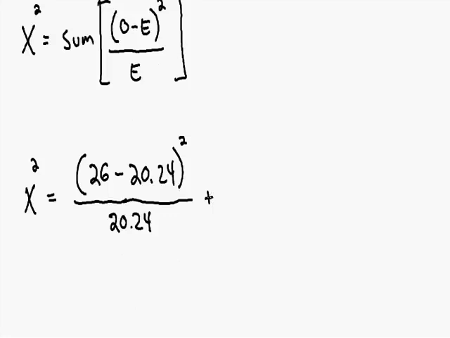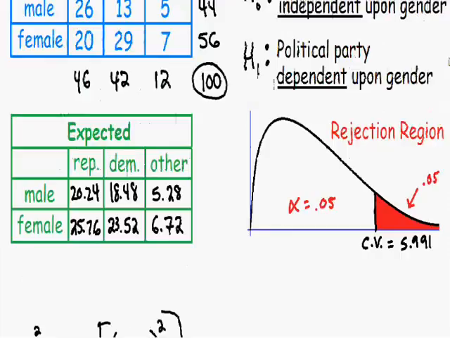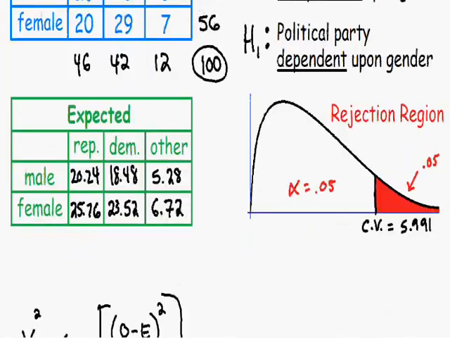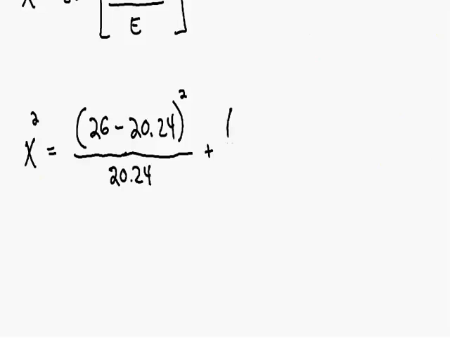Now we need to add this and do the same exact thing for the rest of the values in our table. So now let's do the female Republicans. We observe that there were 20 female Republicans, and the expected value was 25.76. So we're going to use these two values and plug them into our formula. We observed 20 female Republicans, and we subtract the expected value, 25.76. This is all being squared, and we need to divide it by the expected value, which is also 25.76. So I think you get the idea by now.